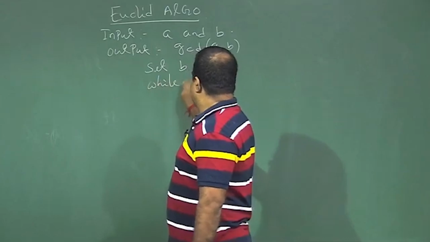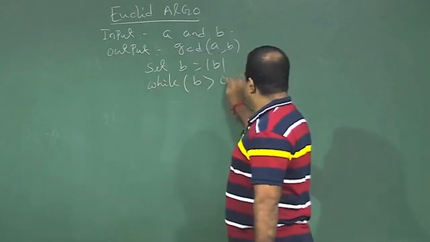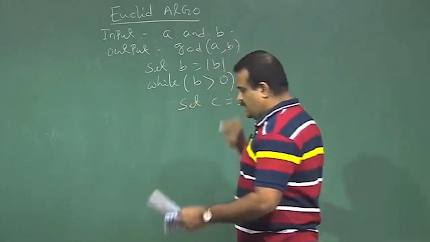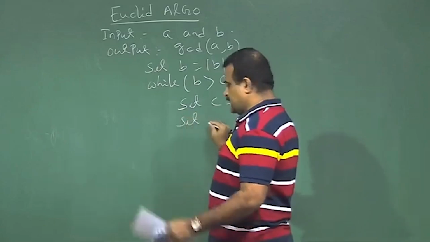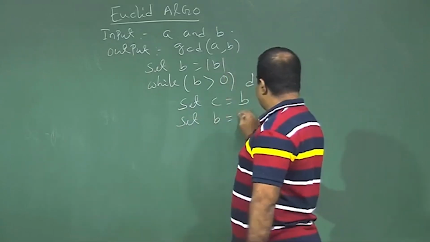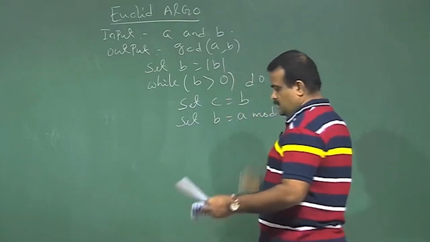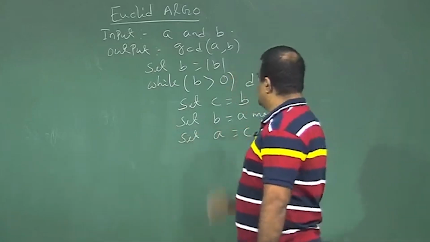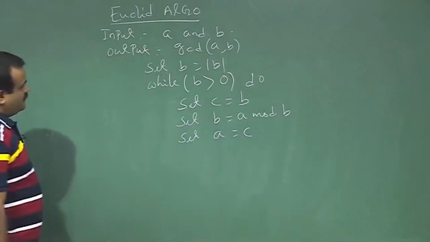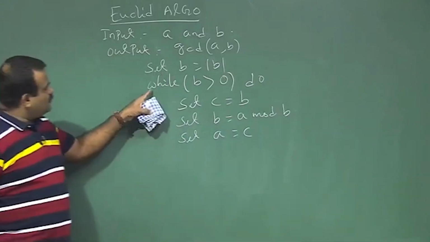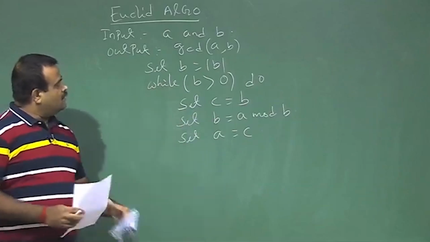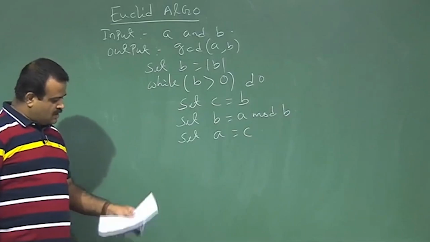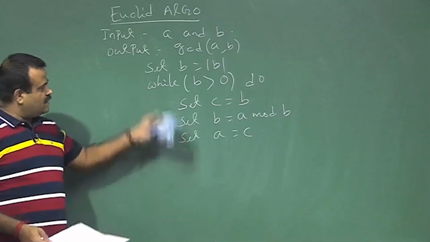Then while b is greater than 0, we keep on doing this: set c equal to b, and we set b equal to a mod b, and we set a equal to c. So, this is the code for finding the GCD. Basically this is a while loop, and this will execute until b becomes 0. So, we can think of a recursive version of this.